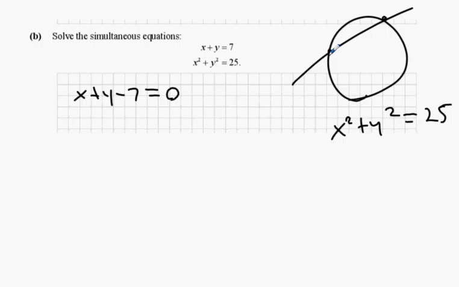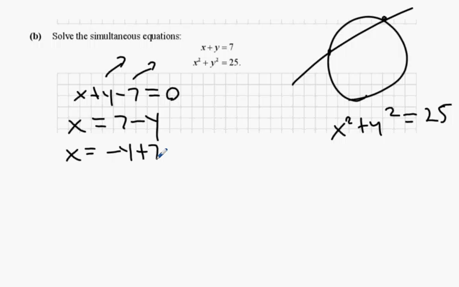So what we're going to do here is you get one letter on its own. So I'm going to get x on its own. So I'm going to get x equals 7 minus y. How many people did that? X equals 7 minus y, or minus y plus 7. I'll do it that way. How many of you guys did that? That's a pass already. That's a pass mark just by doing that one step on a question like this. Okay, get you a pass straight away.